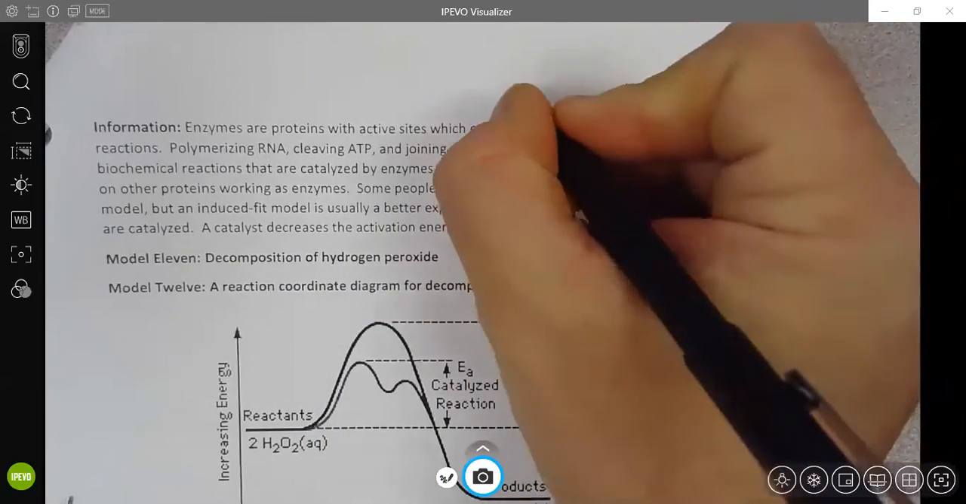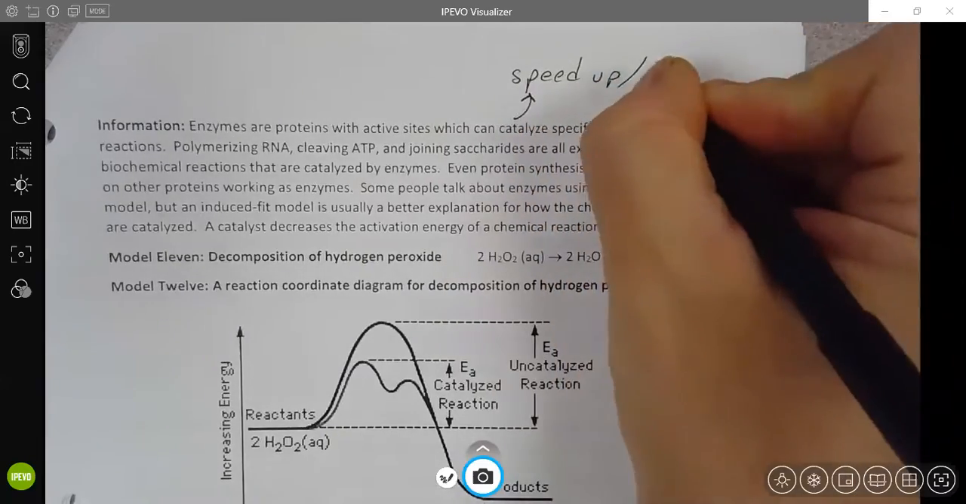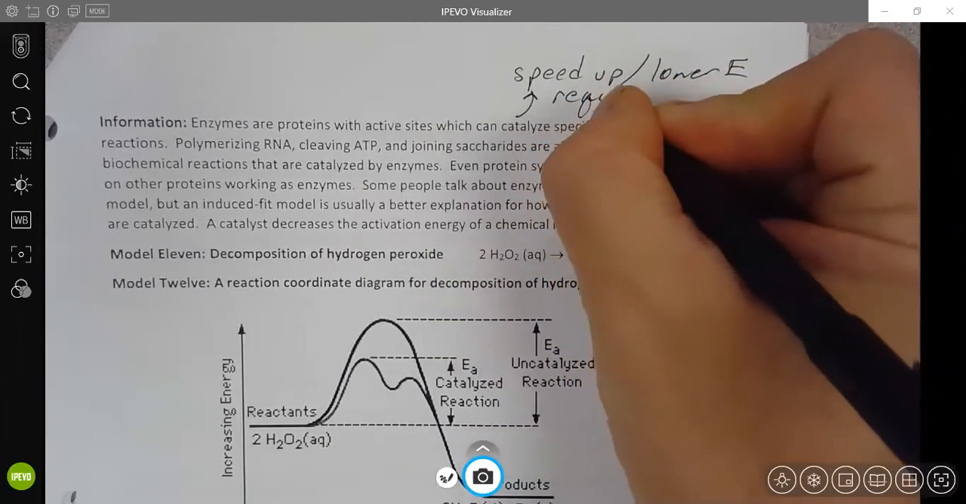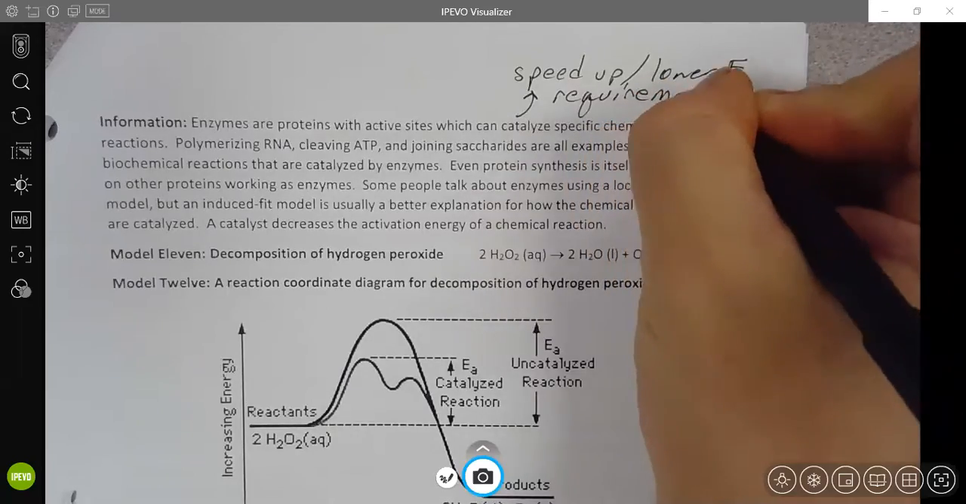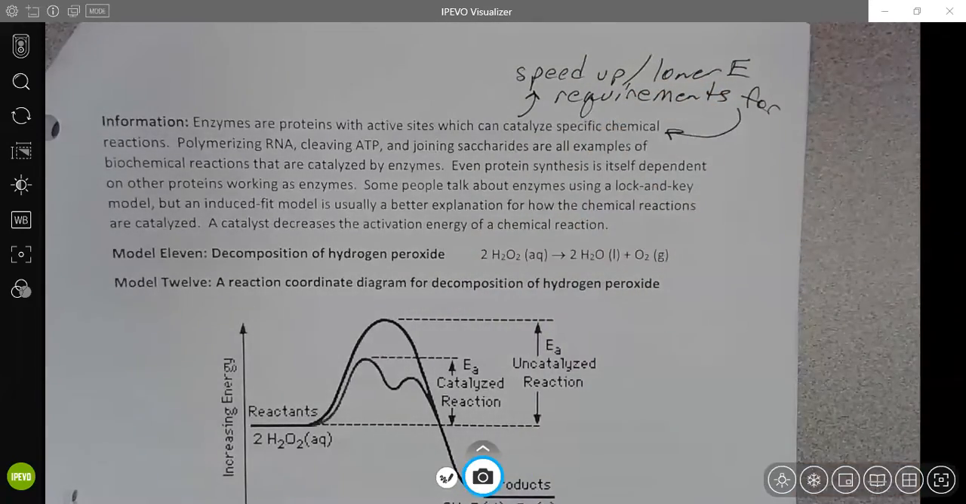Catalyze means speed up, lower energy requirements for specific chemical reactions. Polymerizing RNA. So polymerizing would mean adding on to a polymer, creating that polymer, making it longer. Polymerizing RNA, this would be ribonucleic acid.